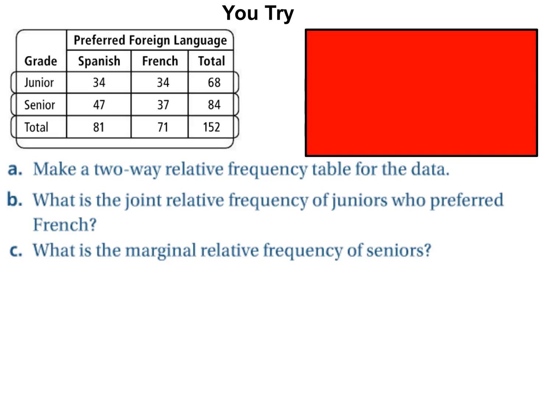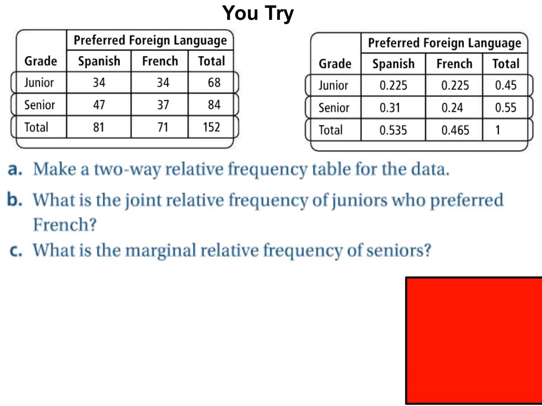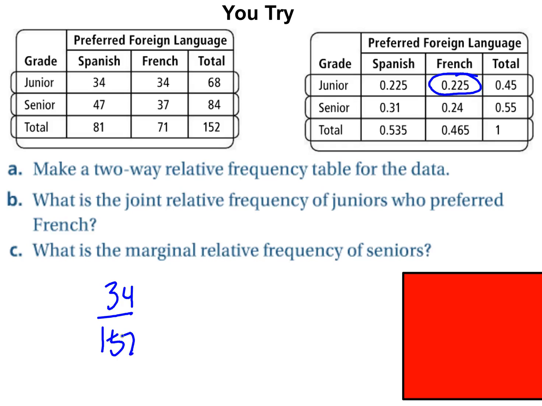Again, taking a look at the two-way frequency table that is provided, I want to know what is the joint relative frequency for the number of juniors who preferred French. We look at the juniors who preferred French, that would be 34 divided by 152, which is 0.225.